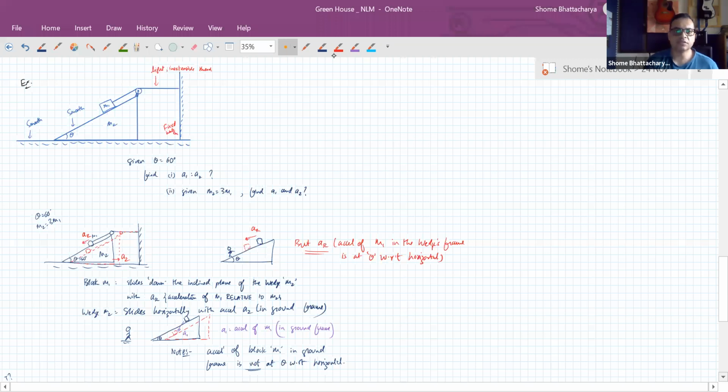These two things here are very important to understand: the relative acceleration is along that inclined plane, but the acceleration of the block M1 in the ground frame will not be along that inclined plane. It will be at some other angle.